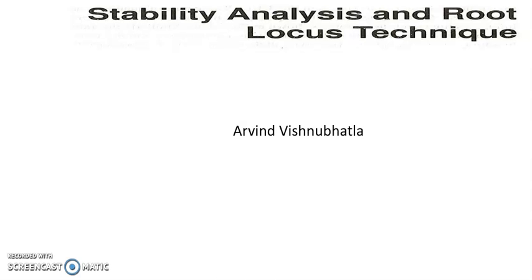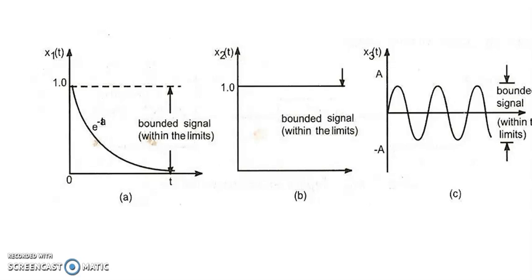Welcome to the third unit, which is stability analysis and root locus technique. So here we have the concept of bounded signals. Supposing I am showing three signals x1(t), x2(t), x3(t). The first one is bounded, which means it is not going to minus infinity or plus infinity. It starts at 1 and decays back to 0.